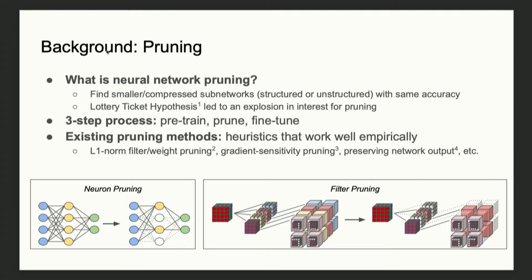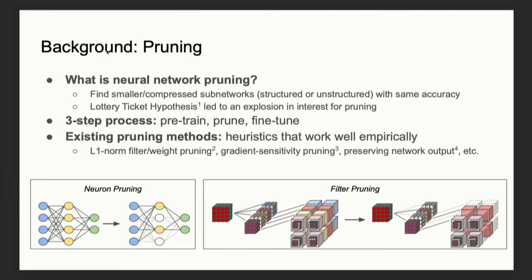And typically, this follows a three-step process. So we first pre-train the neural network, so take some big data set and teach it to predict things properly on the data set. Then we'd prune the neural network, so take away some groups of weights and stuff like this, and then we'd fine-tune it to make sure that it still performs properly.